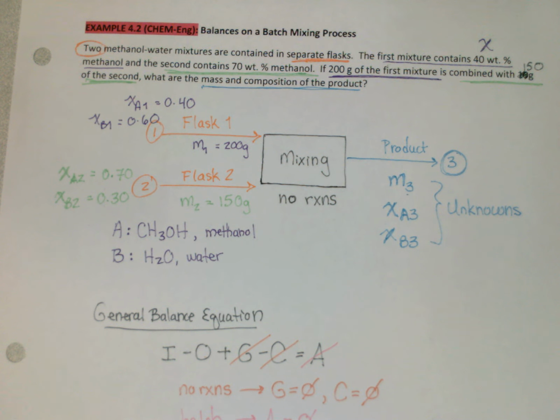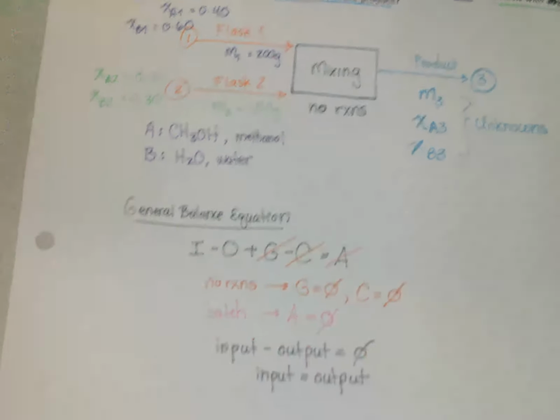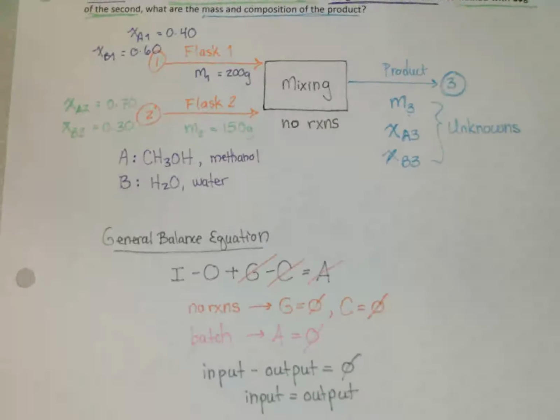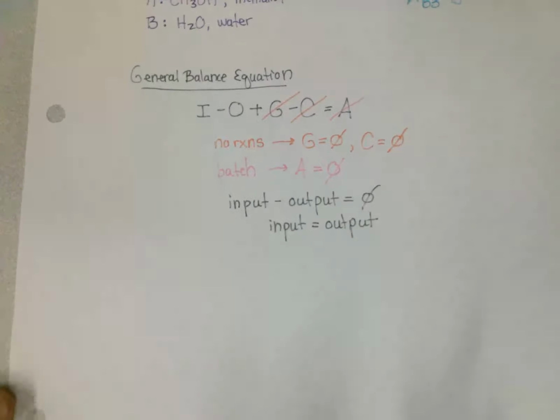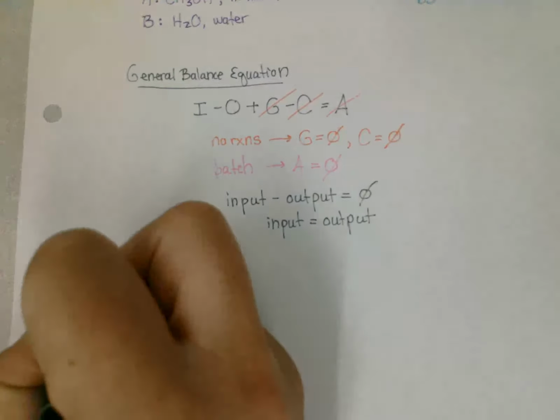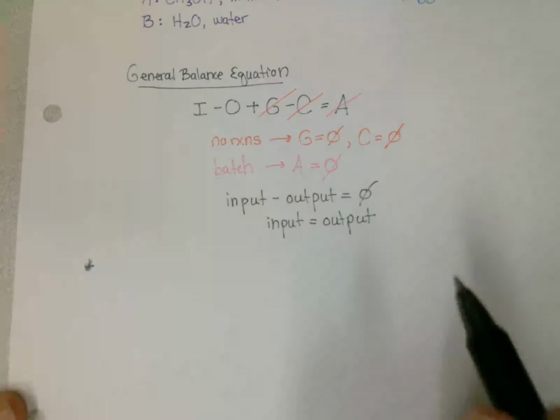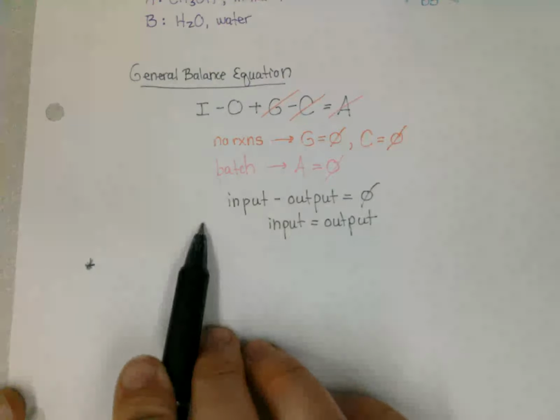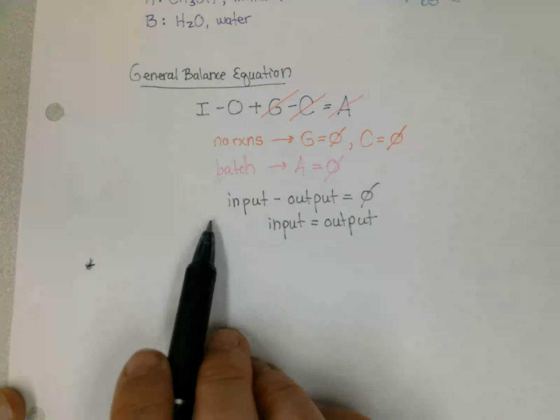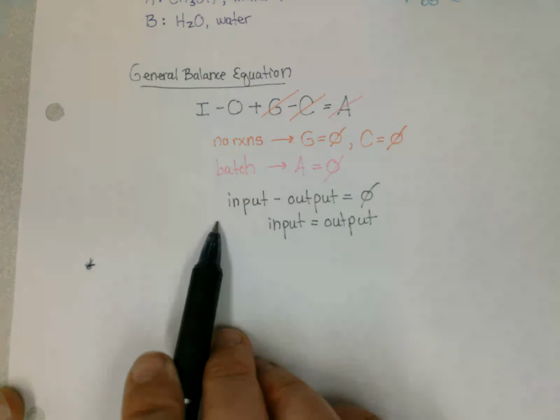All right, so last video we set this problem up. This video we solve. So remember, we set up our problem with our flow diagram, and then we said, here's the general balance equation. Now, the key thing here that I want you to remember is that every time you use the general balance equation, it needs to be applied to a specific thing.